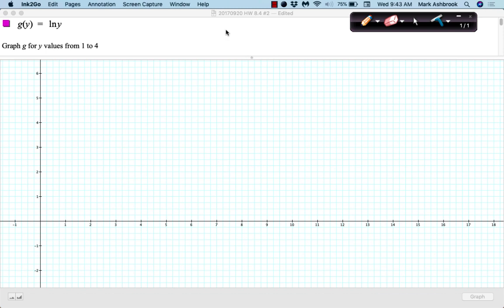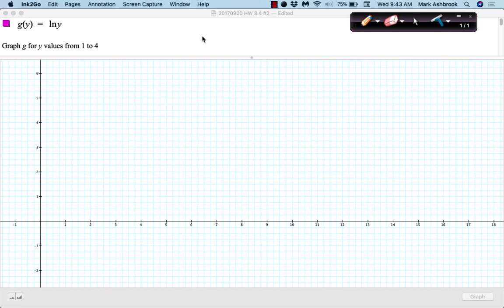X, right? We're going to turn the tables here. My independent variable is going to be on the vertical axis. We'll still call it y, though. And then my dependent quantities will be x. So how will I graph g for y values from 1 to 4? This is going to be interactive. I'm going to keep asking questions, and you should be trying to write it down in your notes before I reveal it, or I'm going to ask you guys for the answers.